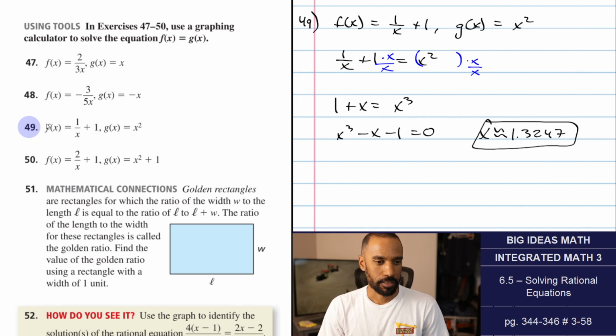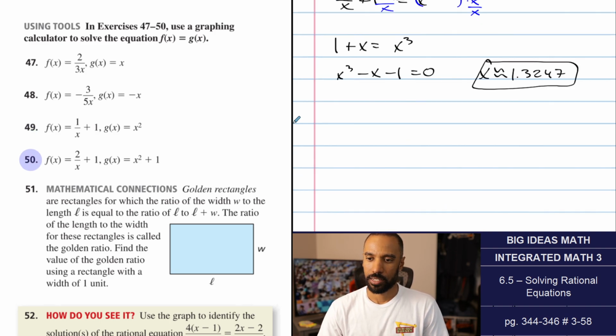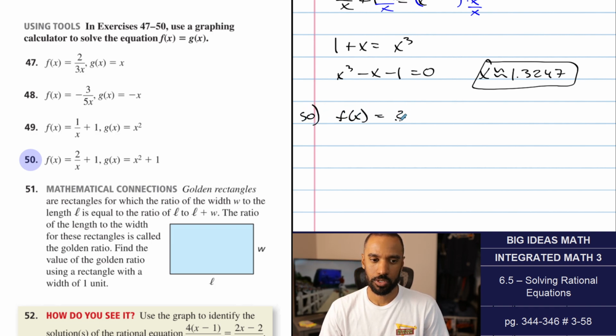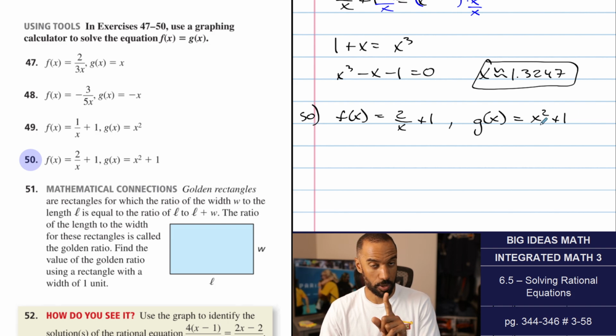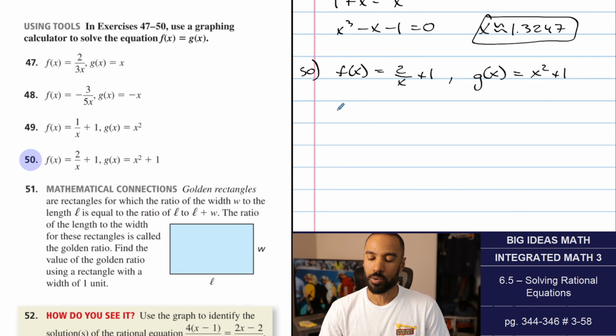All right, number 50. Let's copy down the problem correctly this time. You have f of x equals 2 over x plus 1 g of x. And I'm going to attempt to solve algebraically first. That is x squared plus 1. So set these equal.